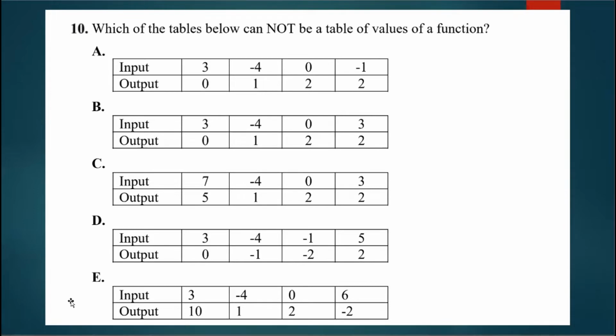3, -4, 0, 0, 0, 3, 3. No, this one is not. I have 3 and 3 here. Can you see that? So I'm not sure what f of 3 is. So this one is not a function, because 3 has 2 outputs. That violates the definition of a function. Each input must have exactly 1 output.